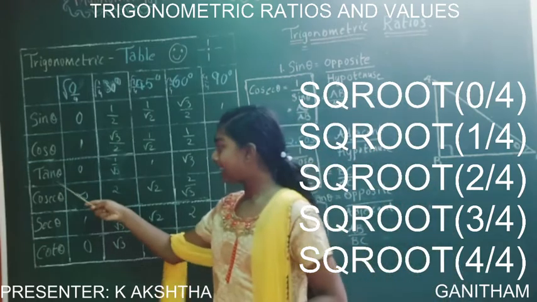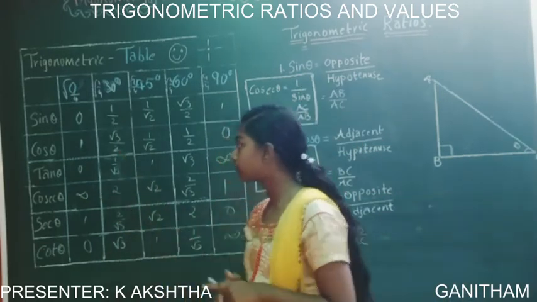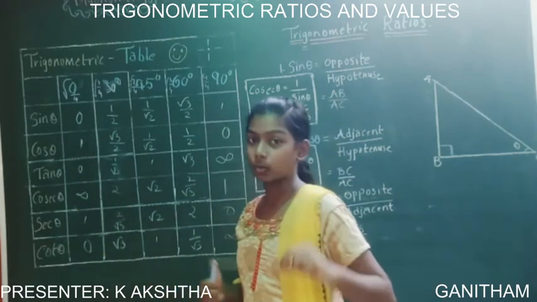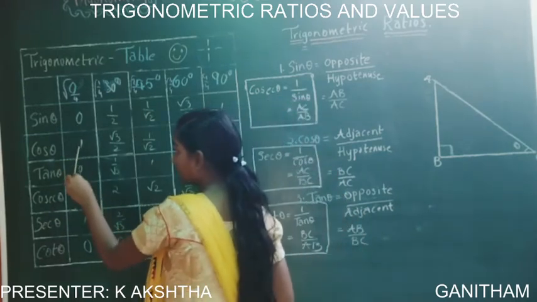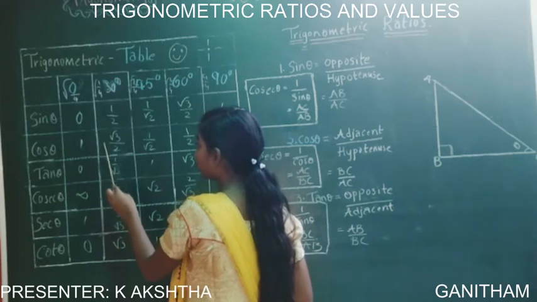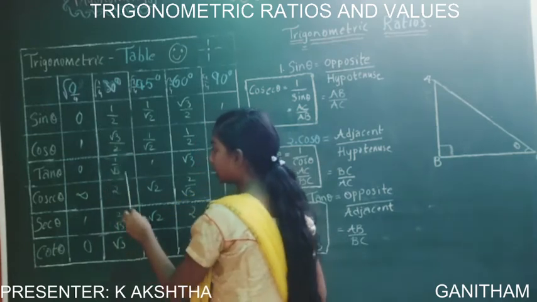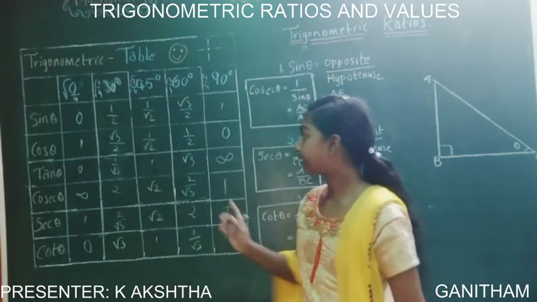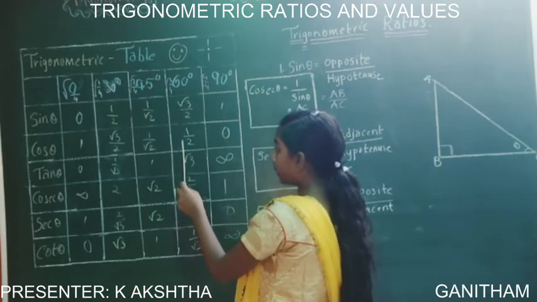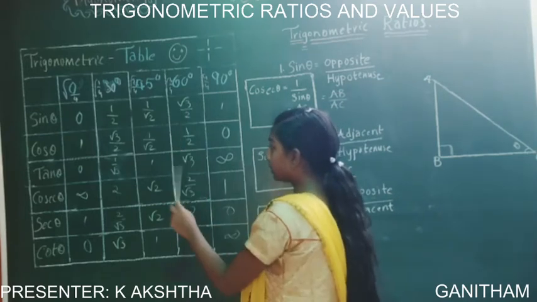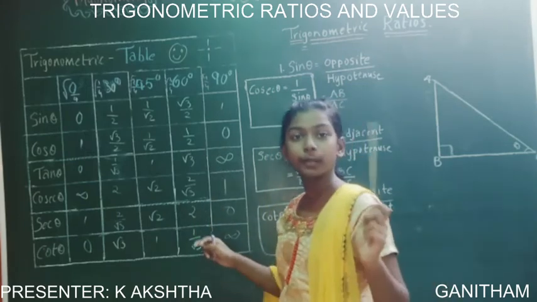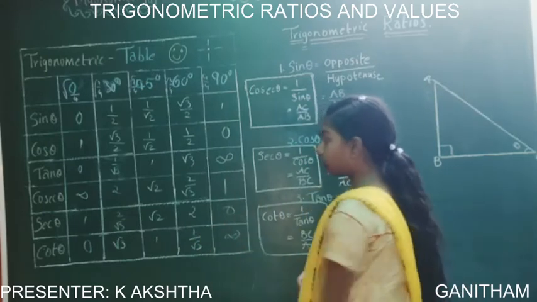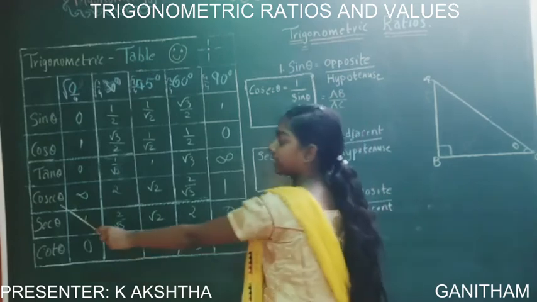And then tan theta is the simplest compared to these. What you have to do is divide sin theta by cos theta like this. 0 by 1 is 0. 1 by 2 divided by root 3 by 2: the 2s get cancelled, 1 by root 3 remains. And here 1 by root 2 by 1 by root 2 cancel and we get 1. Then root 3 by 2 by 1 by 2, the 2s get cancelled, root 3 remains, that's our answer. And we all know that 1 upon 0 is infinite. That we got first.